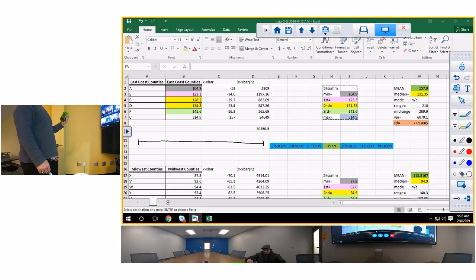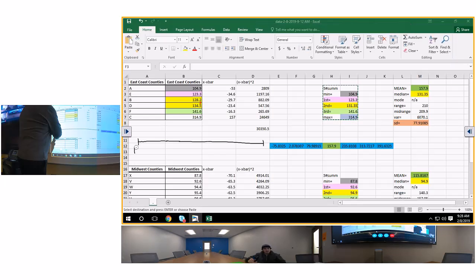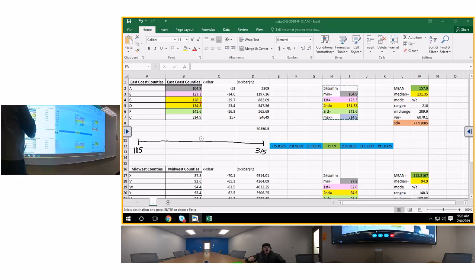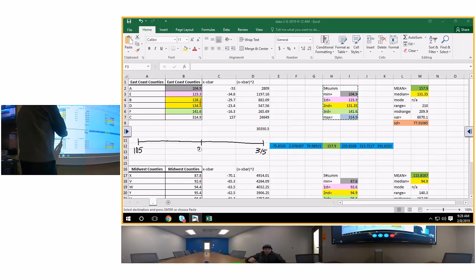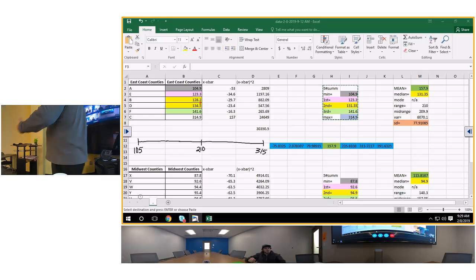So 105 is right here, and 315 is right here. And what do we put in the middle? 131. The mid-range, which is the mid-range. 209. 210. All right, now y'all graduate that. Somebody graduate that. You got to do the middle of the middle of the middle of the middle.